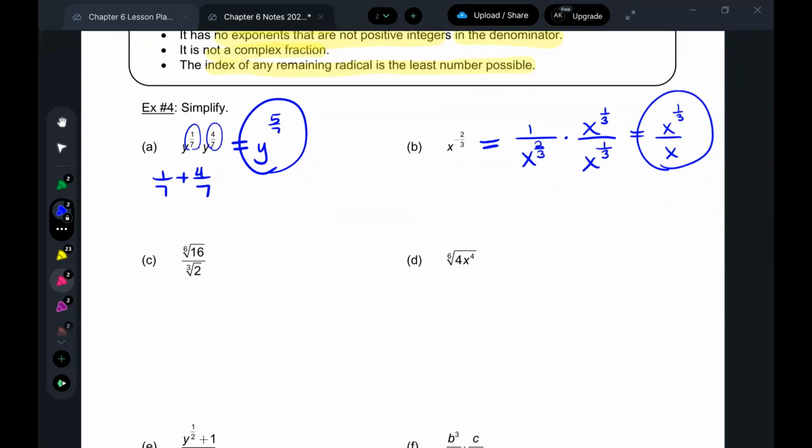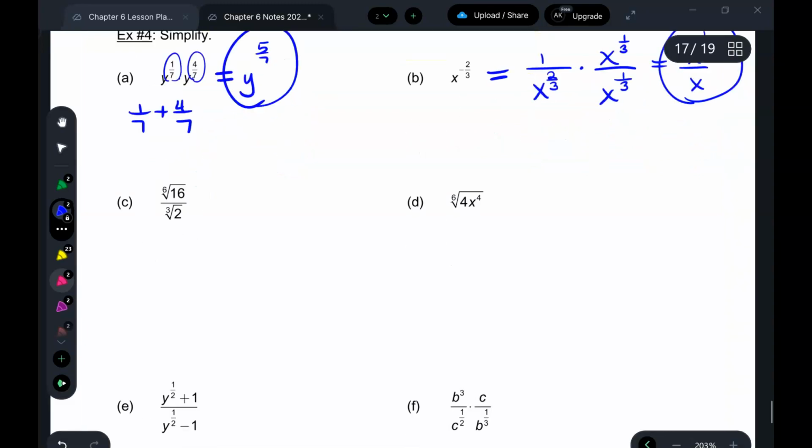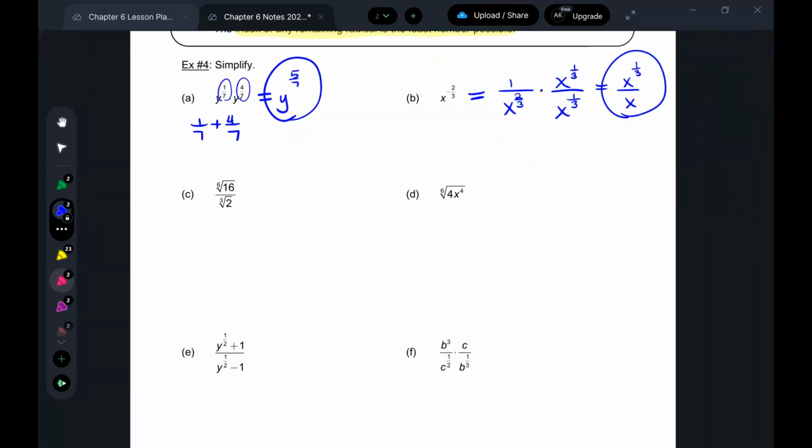All right, 6th root of 16 over cube root of 2. Whoa. What do you think? Uh-oh. Right off the bat. Multiply both by cube root of 2. Can we simplify this? Okay, let's rewrite. What's 16? It's 2 to the 4th power.